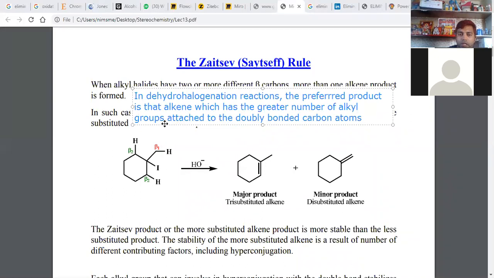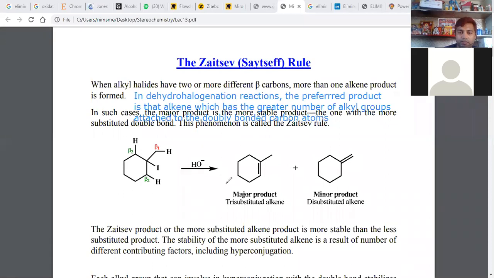In other words, in dehydrohalogenation reactions, the preferred product is that alkene which has the greater number of alkyl groups attached to the doubly bonded carbon atoms. This is our Saytzeff rule. So according to the Saytzeff rule, these are our products, and both are alkenes.